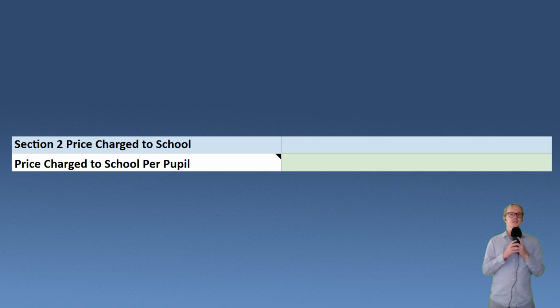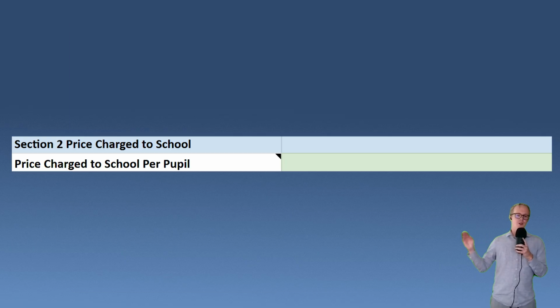Section 2 is simply the per pupil price charged to schools. Programs that do not charge per pupil should calculate the per pupil amount charged to schools based on the implementation being analyzed. This field is used to calculate total per pupil costs from the perspective of the schools.